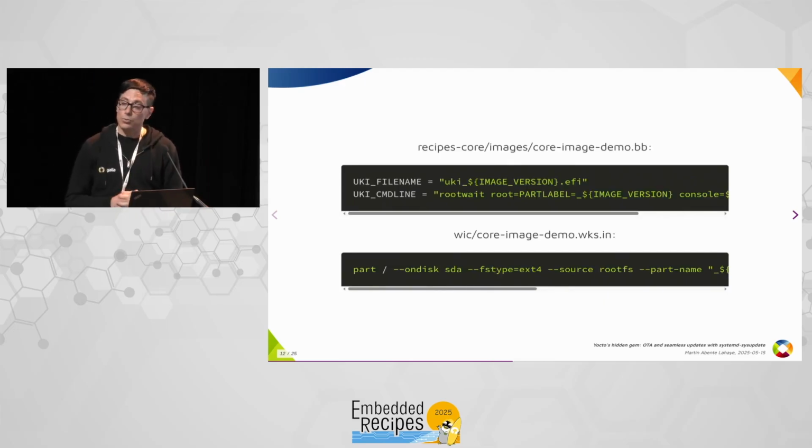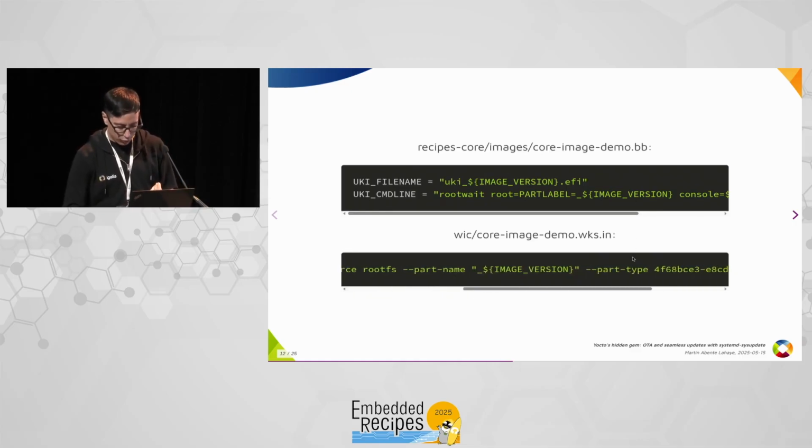The other thing is that you need to version your resources, the resources that you want to update. For example, instead of just having a UKI.efi file, now I have to name it UKI_image_version.efi, right? So sysupdate knows how to handle this. And the other thing that I want to update, my second resource, is actually the whole rootfs. So I'm also versioning it by having the partition name be underscore image version, and you will see later how this makes sense.